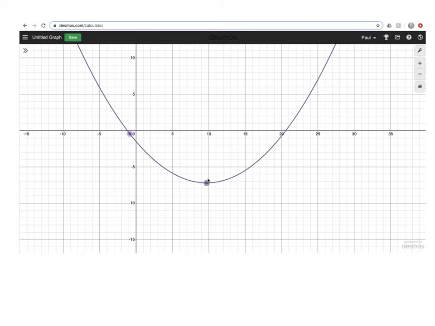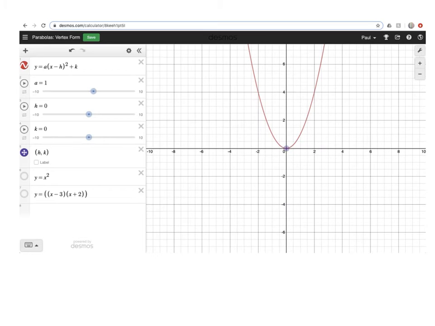But if the point I know is the vertex, a special point, well then I just need to know the vertex and then one other point to define my quadratic. We had a look at that last lesson, so parabolas in vertex form. So here we see the general form y equals a bracket x minus h all squared plus k. So this is the situation where a equals 1, h equals 0, and k equals 0. So this is just y equals x squared.